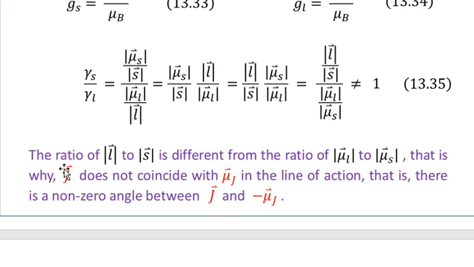So here we can state that the ratio of the magnitude of the orbital angular momentum to the magnitude of the spin angular momentum is different from the ratio of the orbital magnetic moment to the magnitude of the spin magnetic moment. That is why J does not coincide with mu J in the line of action. That is, there is a non-zero angle between J and minus mu J.